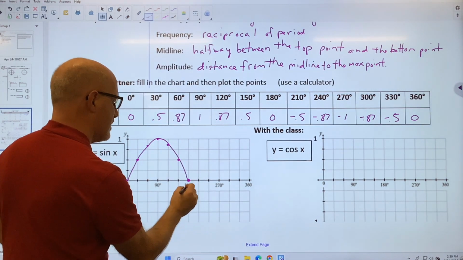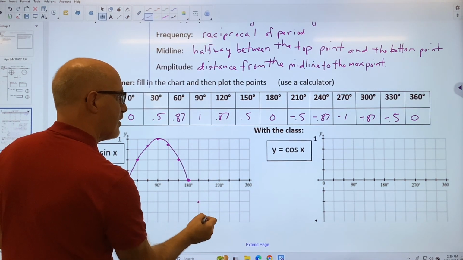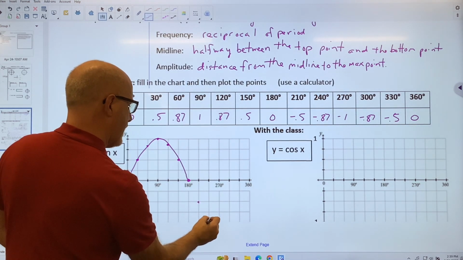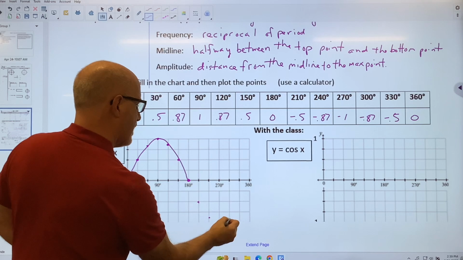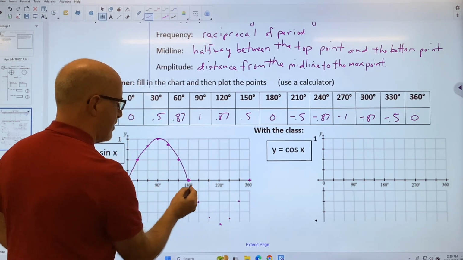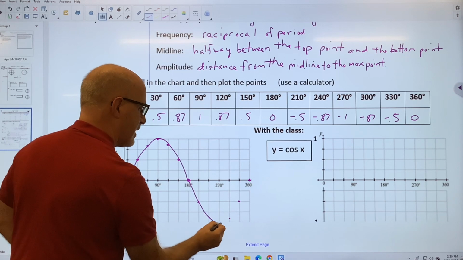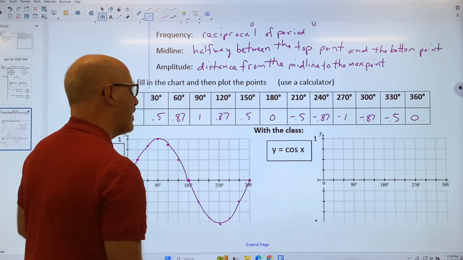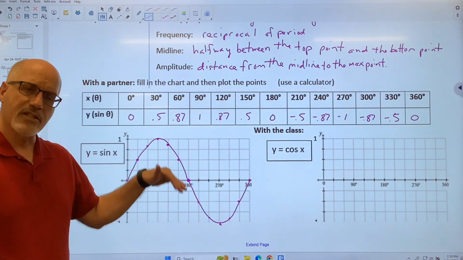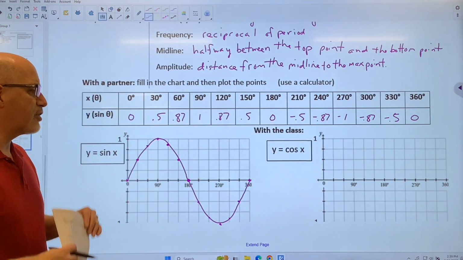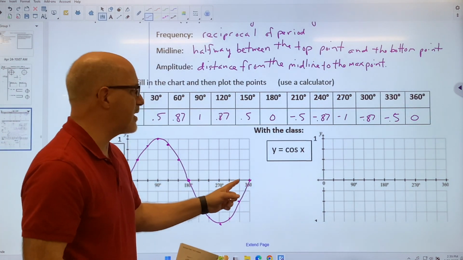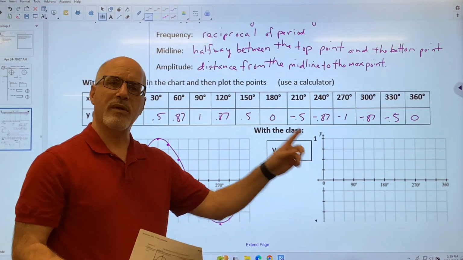Let's plot the other ones. Negative 0.5 at 210, then negative 0.87, negative 1, negative 0.87, negative 0.5, and back to 0. And so notice we see that same curving graph in this direction. This is what sine looks like. It's called a sine curve, and it's got a repeating pattern to it. If we were to pick up at 360, the pattern would be repeated.